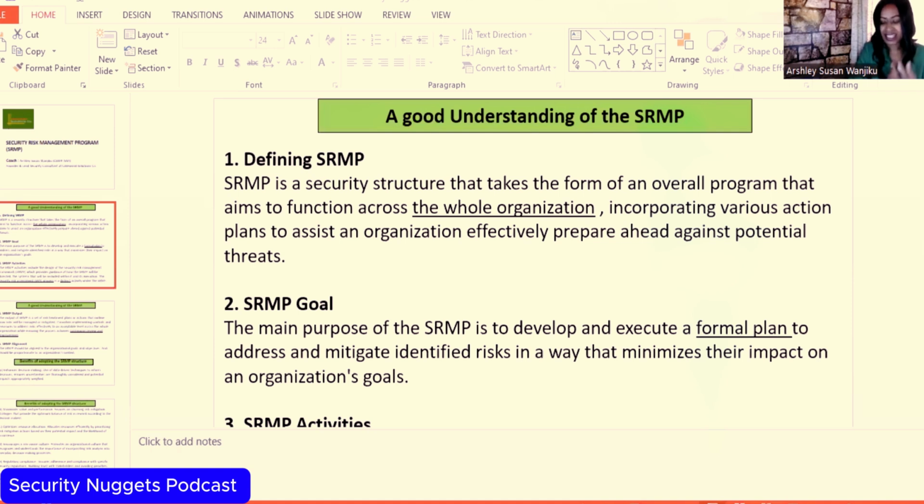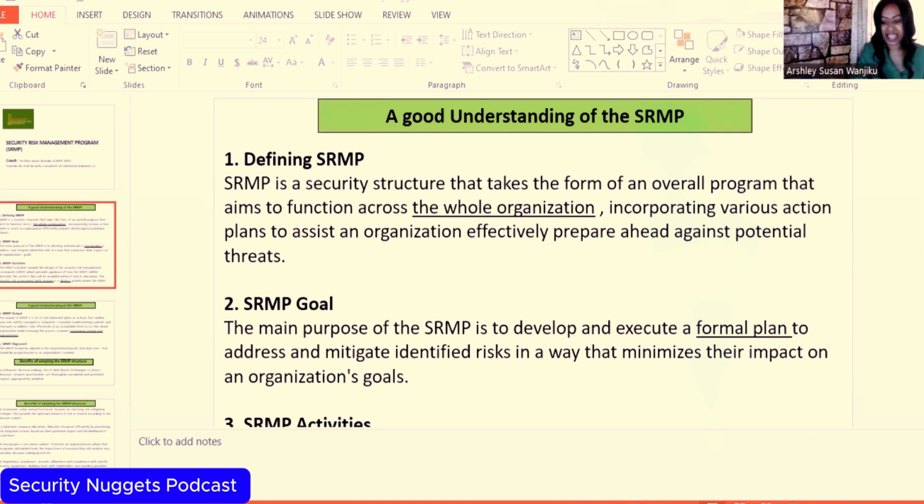This means that the number one thing we need to do when we are formulating this program is to articulate a clear policy that defines the purpose and the goal of the program. What is the security risk management program going to do for the organization?